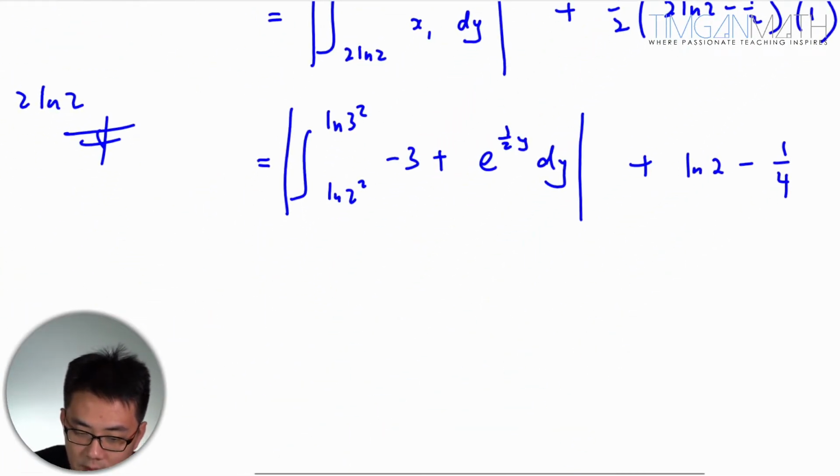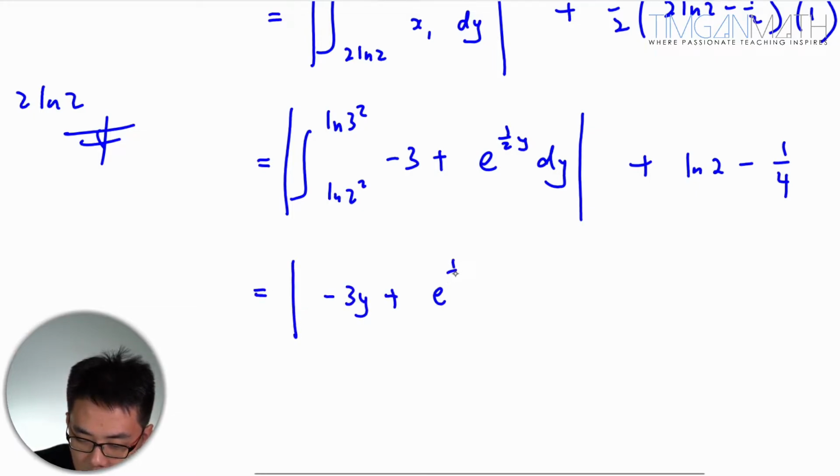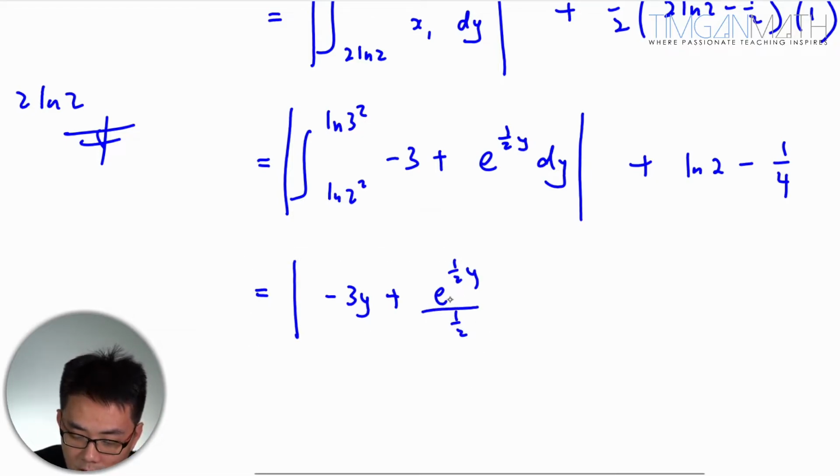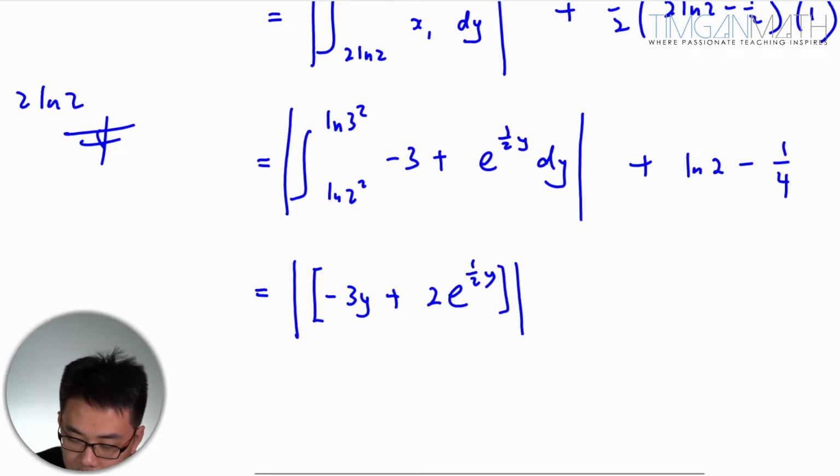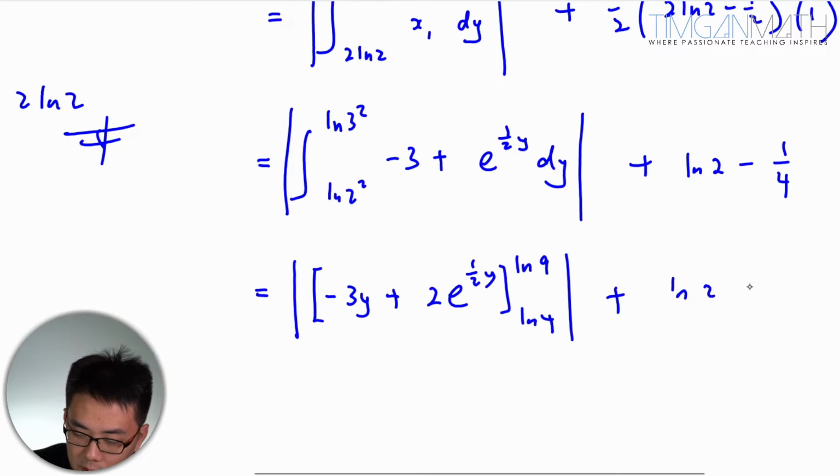So once done, we're going to get negative 3y plus e to the half y. Don't forget to divide by half, which will give us 2. So this will be e to the half y times 2, evaluated from ln 4 to ln 9, plus ln 2 minus 1/4.